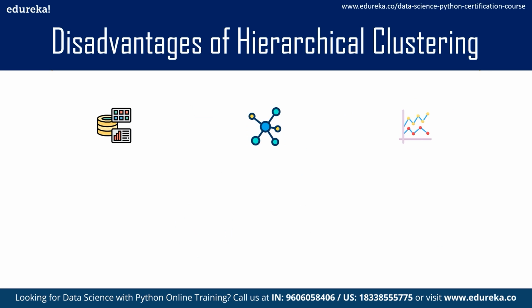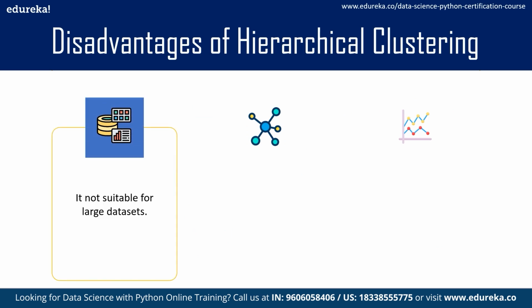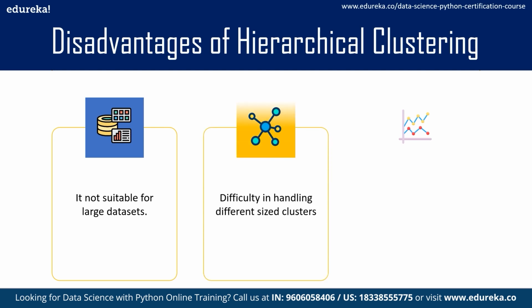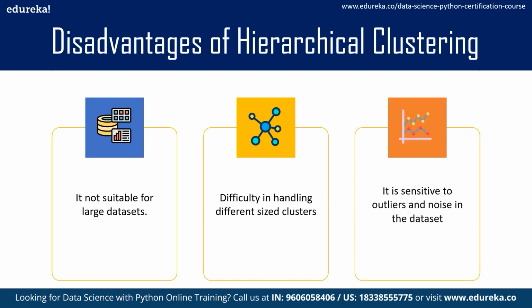Now, moving on to the disadvantages of hierarchical clustering: it is not suitable for large data sets because of large space and time complexities. A time complexity of at least O(n² log n) is required, where n is the number of data points. So you can really imagine how much space and time complexity is involved with hierarchical clustering. Another disadvantage is that it is difficult in handling different sized clusters and convex shapes. Also, at times, it is really difficult to identify the correct number of clusters from the dendrograms. So this is quite a complex thing. And it is also sensitive to outliers and noise in the data set.